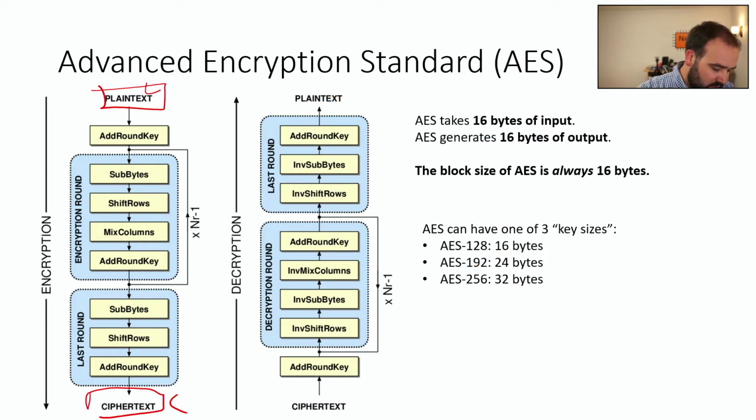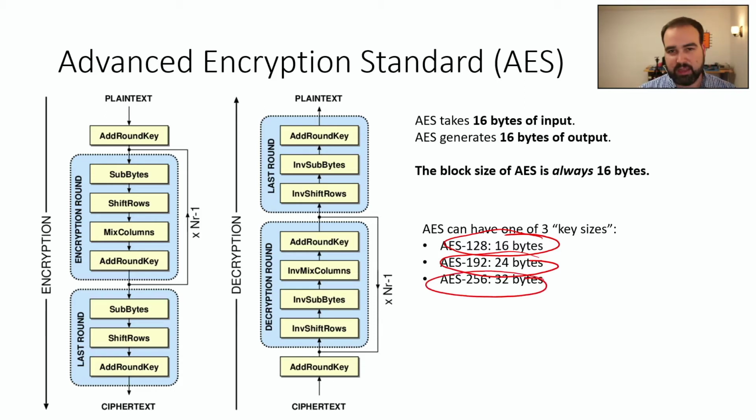AES has one of three allowed key sizes. You can have a 16-byte key, a 24-byte key, or a 32-byte key. Because key sizes are given in bits, this is AES 128, AES 192, or AES 256. Regardless of key size, the block size is always the same. The block size is always 16 bytes. It doesn't matter what the key size is.